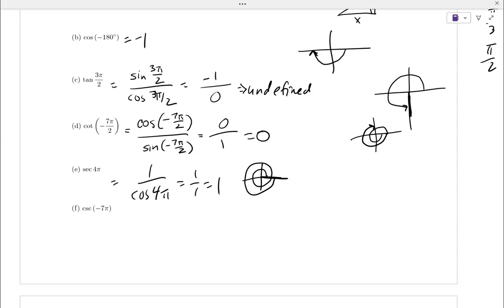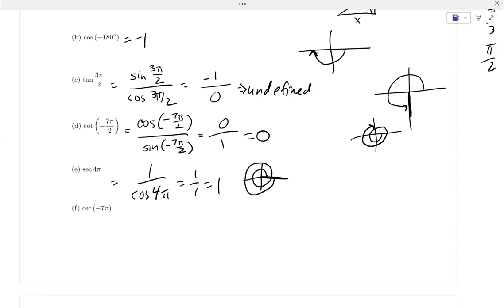If it had been 3 pi rather than 4 pi, what would you have had? Negative 1, because your 3 pi would have ended up to the left-hand side. If you would have had one of the pi over 2's, what would you have said? Undefined, because it would have made the denominator equal to 0 again, right? Does that make sense?